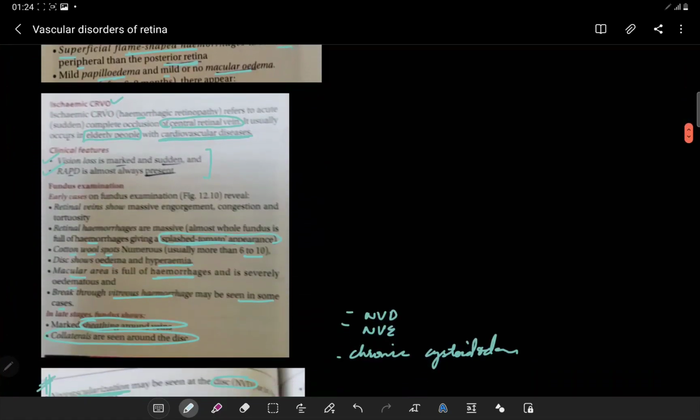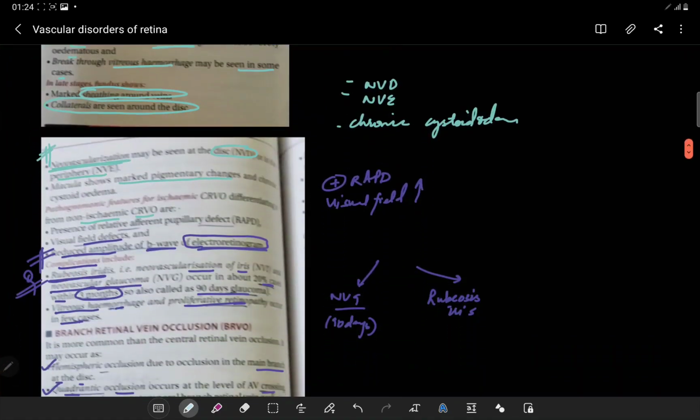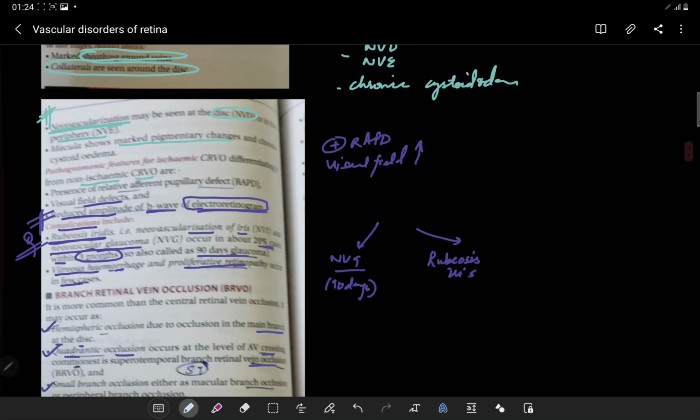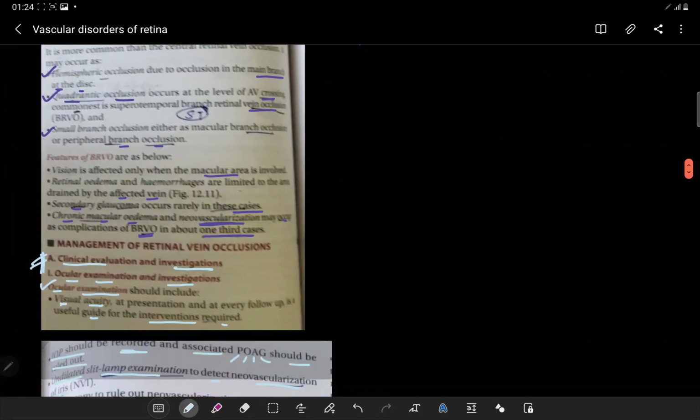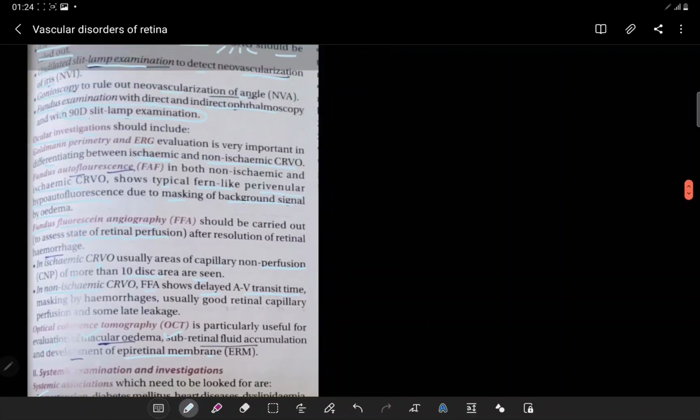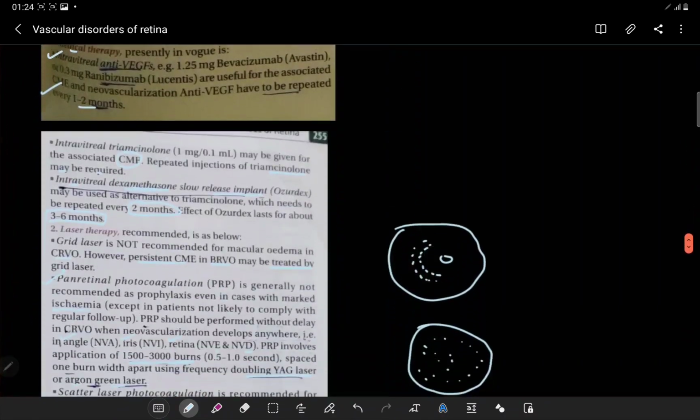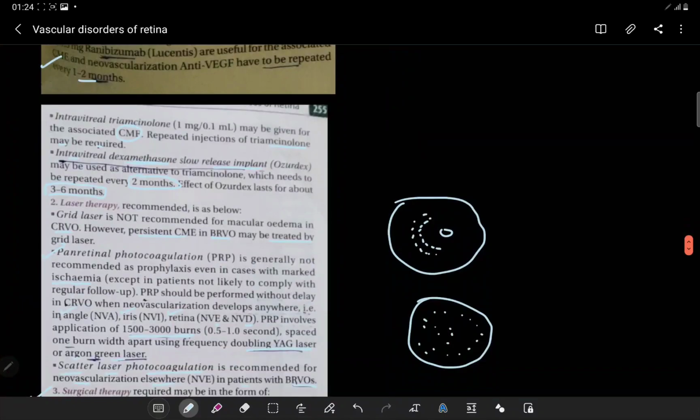And this was about the various fundus examinations, the various fundus signs, how you are going to investigate it, and how you are going to manage it. This was about medical therapies, given when you see macular edema, cystoid macular edema, or neovascularization. We can also go with laser therapy. So it was about one of the important vascular disorders of the retina, retinal vein occlusion.